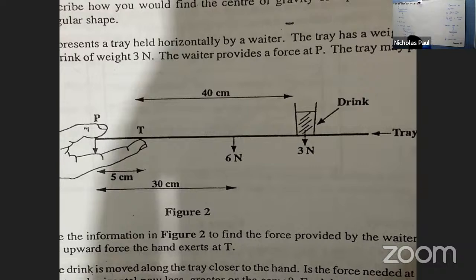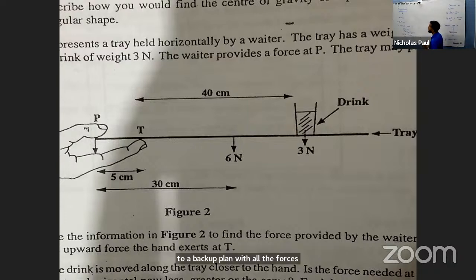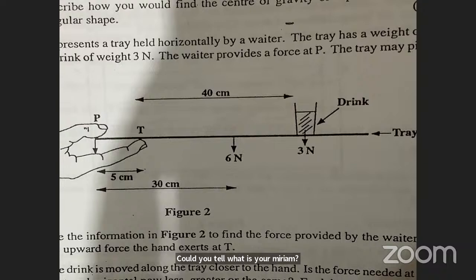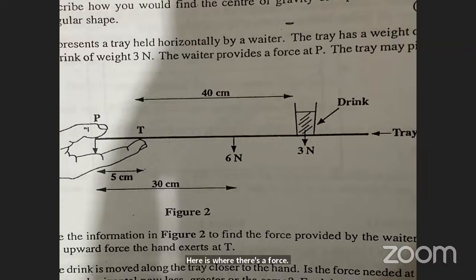All right, so all we're trying to do here, Miriam, is draw back a plan with all the forces and the distance of all the forces from the pivot. Every force should have a distance from the pivot. Can you tell where the pivot is here, Miriam? At P? No, P is where there's a force. So the pivot is at T.